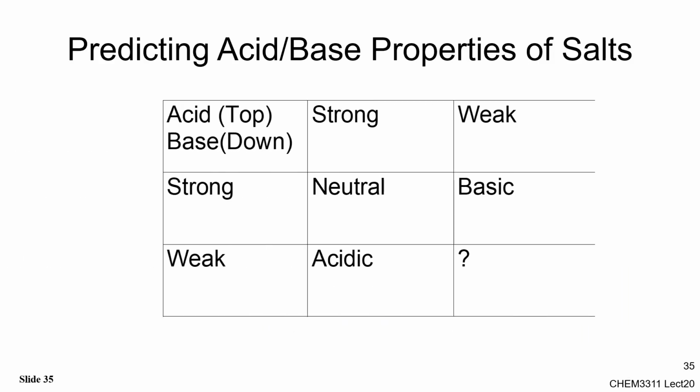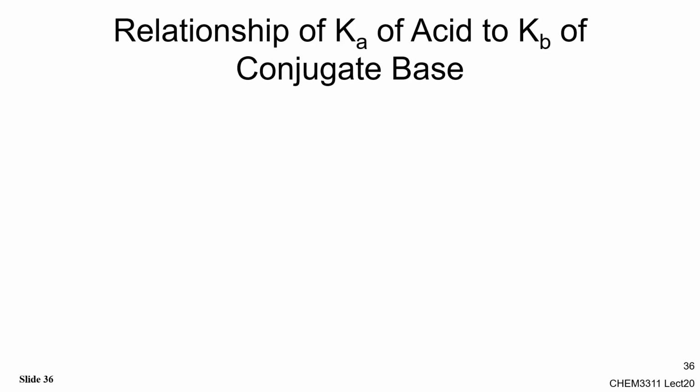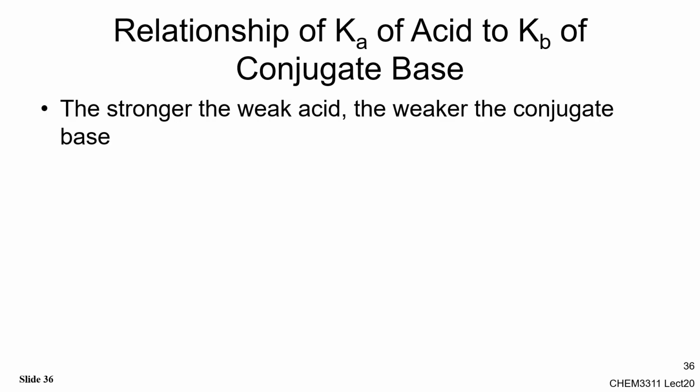Okay, so now we've got our table that helps us to predict. How do we calculate those values? What we have to do is look at the relative values of the Ka of an acid to the Kb of its conjugate base, or the Kb of a base to the Ka of its conjugate acid. The stronger the weak acid, the weaker the conjugate base, and vice versa.